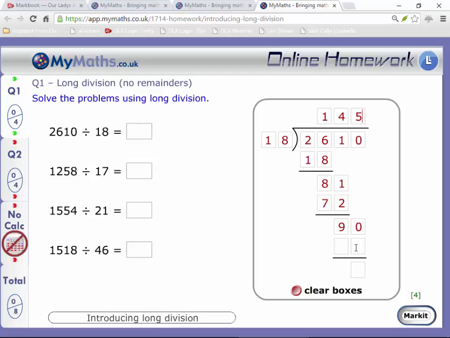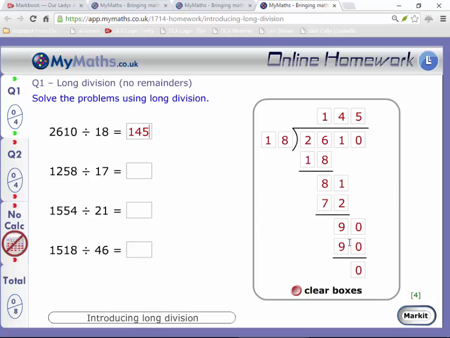5 eights is 40, put a 0 down, carry the 4, 5 ones are 5, plus the 4 gives me 9. It's an exact match. 90 from 90 leaves 0. And I shouldn't be surprised about that, because it does say here at the top of the screen, no remainders. So there's our first answer, 145.